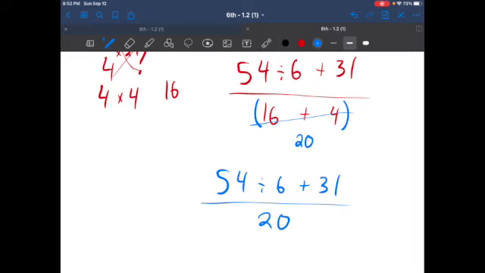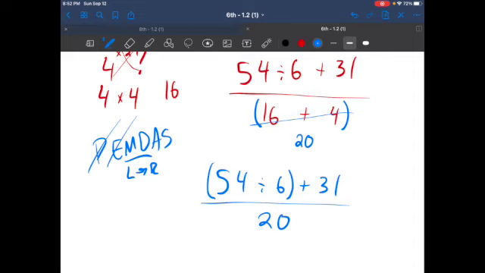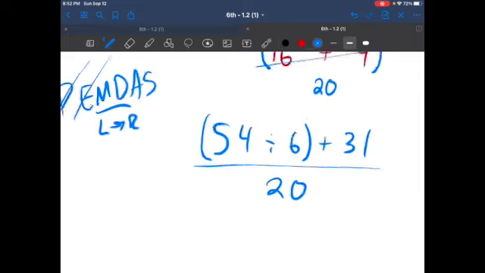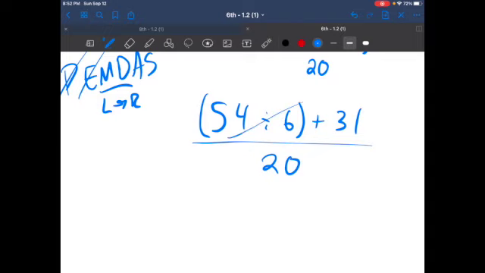So now let's see. PEMDAS. Do we have any parentheses? Nope. Do we have any exponents? Nope. Do we have any multiplication or division? Yes, we do. Make sure we do it from left to right. We have some division right here. Well, what is 54 divided by 6? We know that 54 divided by 6 is going to give you 9.